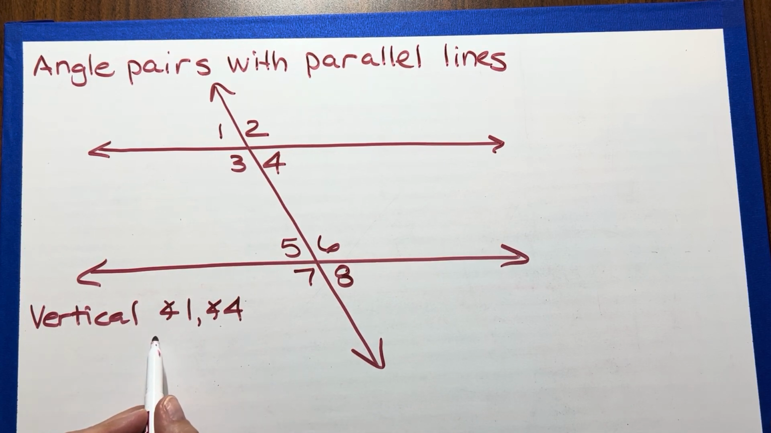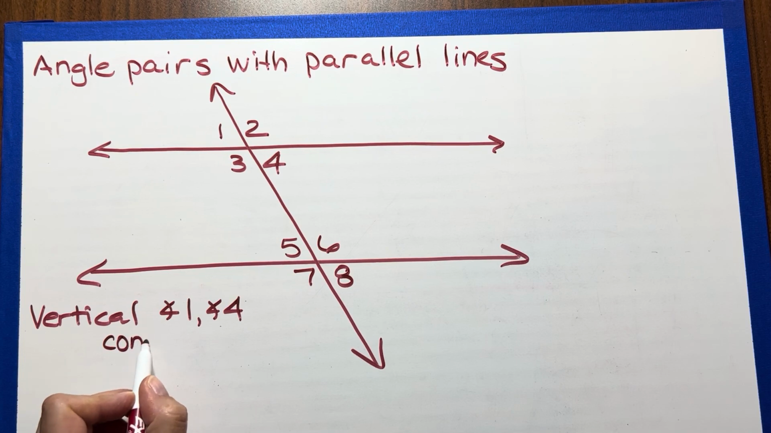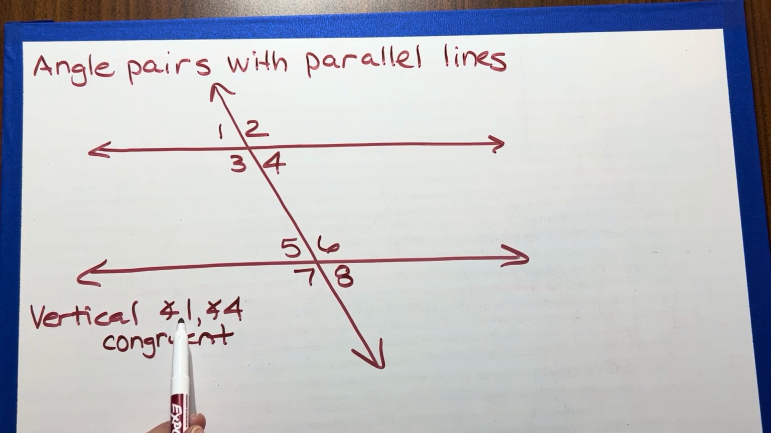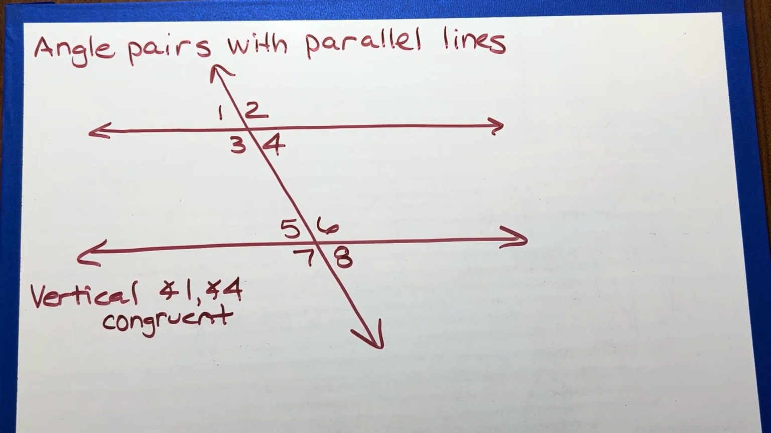Now, what you need to remember for vertical angles is that they are congruent. That means they have the same angle measure. So if angle 1 is 50 degrees, angle 4 is also 50 degrees. That's true for all of the different vertical angle pairs that we just named.